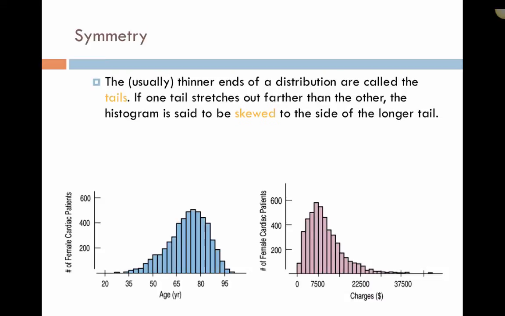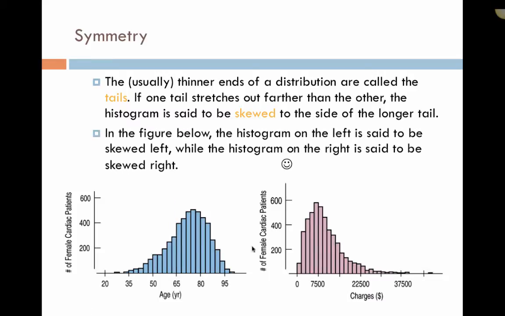If it's not symmetric, then it's going to be skewed. Skewed is when one tail stretches out further than the other. It's skewed to the side of the tail. So for example, the blue histogram on the left is going to be skewed to the left because the tail is on the left side, whereas the pink histogram on the right is skewed to the right because the tail is on the right side.